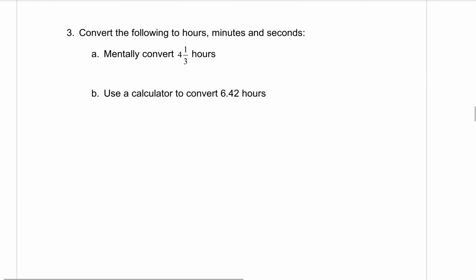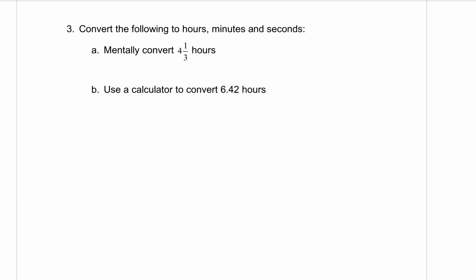Okay, question 3. Convert the following to hours, minutes, and seconds. So first of all, it says to do it mentally. We're going to do this without a calculator here. So we don't want to have 4 1/3 hours. We don't want to have a fraction in there. We want whole numbers. So we know we have 4 hours. That's a whole number. But the third, what is a third of an hour in minutes? That is the question.